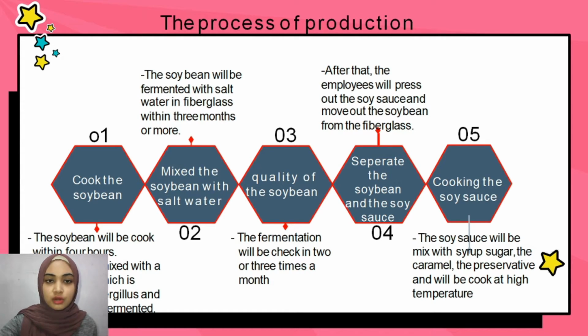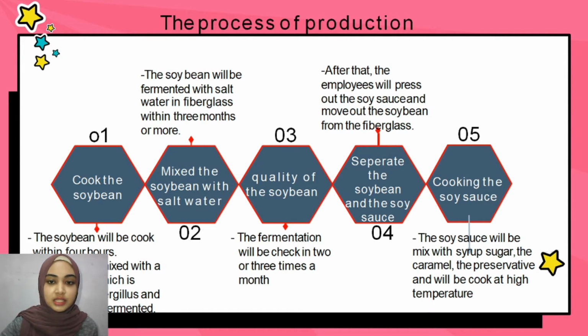Okay, next is checking the quality of the soybean. During the fermentation process, the worker needs to check the quality of the production 2 or 3 times a month by giving a sample to the lab test. Then the microbiologist will check the sample in terms of the pH of the soy sauce and the salinity level of the soy sauce.